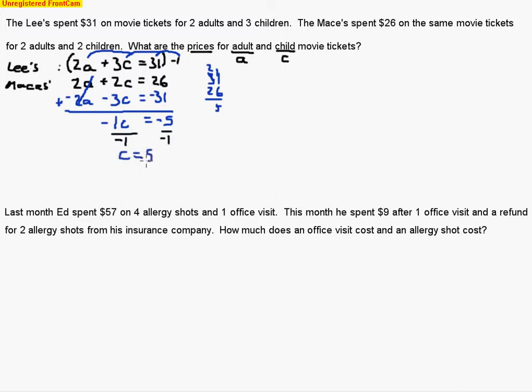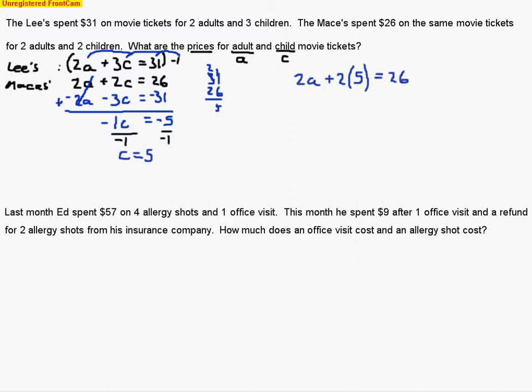So from that point, we can take our value, which is 5 for c, and substitute it into one of these equations. It doesn't matter which one you do, whatever one seems easier. I'm going to pick the Maces equation, 2a plus 2c. But we know the child's ticket costs $5. So that's what it said here, c equals 5. So we're putting 5 in place of c. And this should all equal 26.